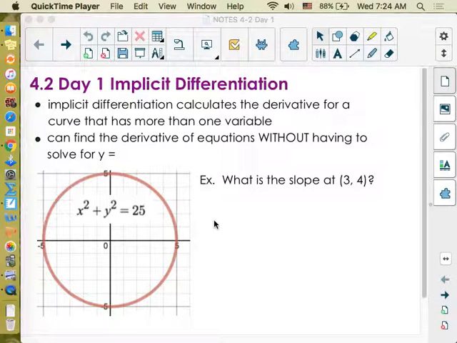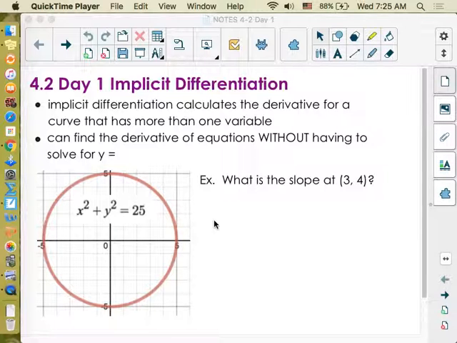This is the lesson video for 4.2 Day 1, Implicit Differentiation. Implicit differentiation calculates a derivative, and it's often used for things that have more than one variable. While we've done derivatives for plenty of functions, equations that you can solve for y equals, many equations you can't, like the example of the circle here, and then more complicated ones. So we need a method to differentiate, to get things like velocity and acceleration for curves that aren't functions.